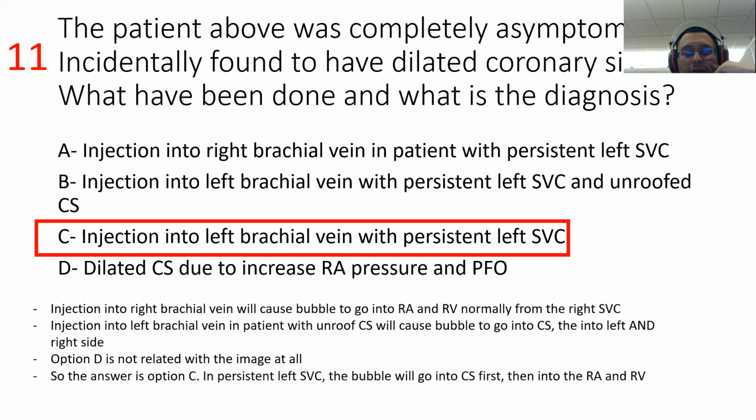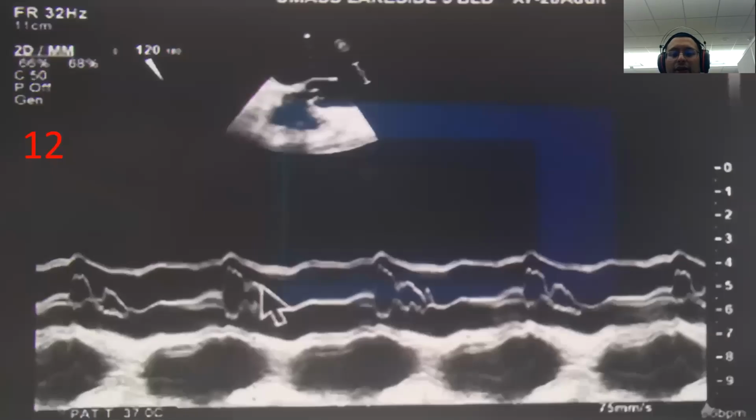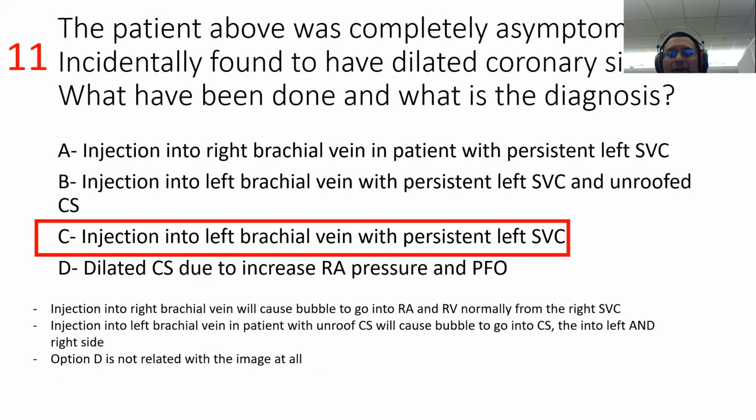What about a sinus venosus defect? With a sinus venosus defect, if you inject into the right atrium, you will see bubbles inside the left side of the heart, but you couldn't see the shunt because it goes through the sinus venosus. It's the same as a PFO or ASD: you see bubbles on the right side, then suddenly they appear on the left side, just like a PFO or normal ASD.